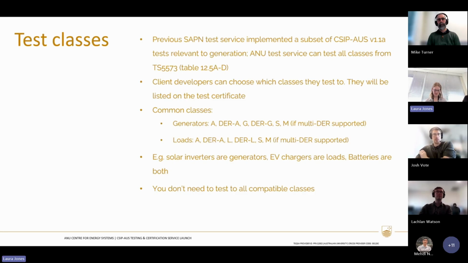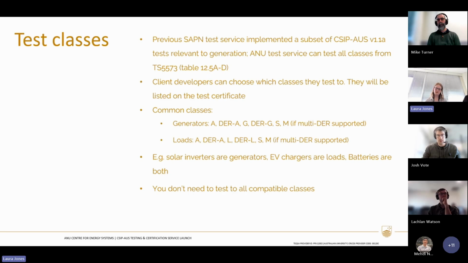These classes connect together into baskets that you use to certify different kinds of devices. So, for example, a generator uses the A, DERA, G, DERG, S, and M if they have multi-DER support classes. Loads are A, DERA, L, DERL, S, and M if multi-DER supported, and there are similar mappings for the DRED classes. It is up to the client to choose which classes they certify against.